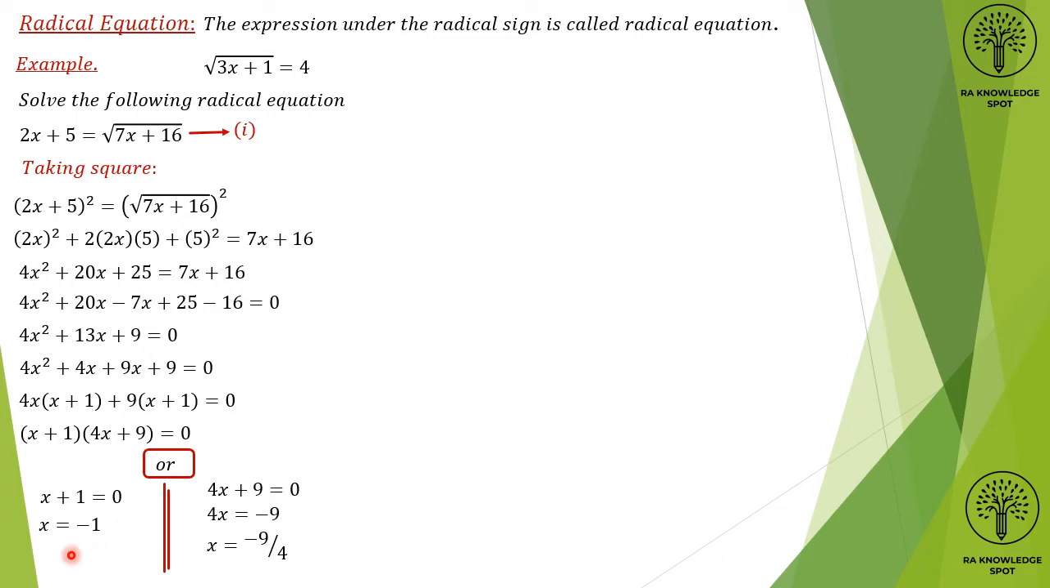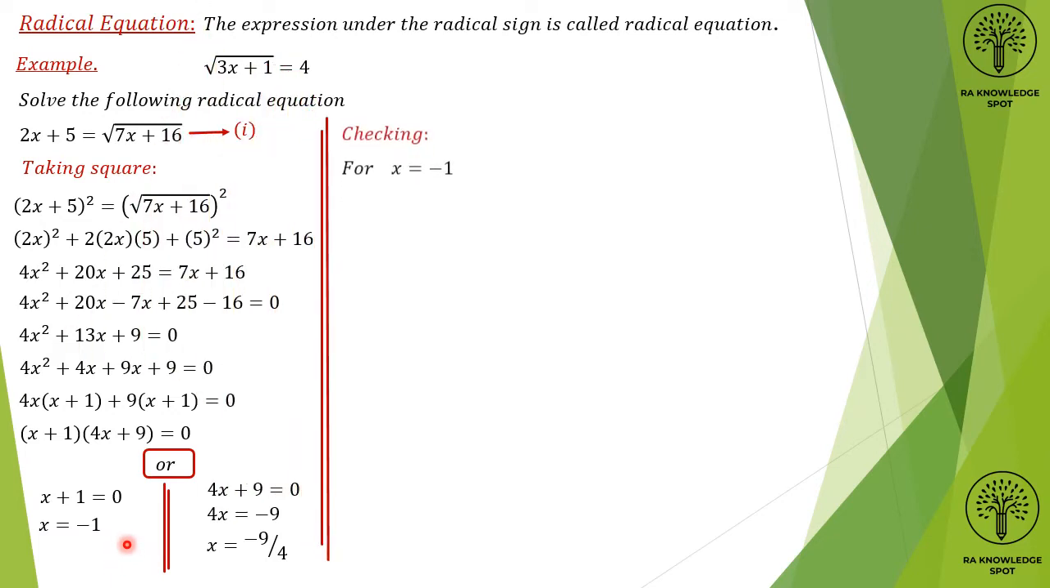Sometimes the solution is -1 and sometimes the solution is only -9/4. We are going to check these solutions, these roots. One thing more I want to tell you students, these solutions are not only called solutions, but we can also call them roots. The roots are also called the solution of the equation. Okay, fine. Now we are going to check for x equal to -1.